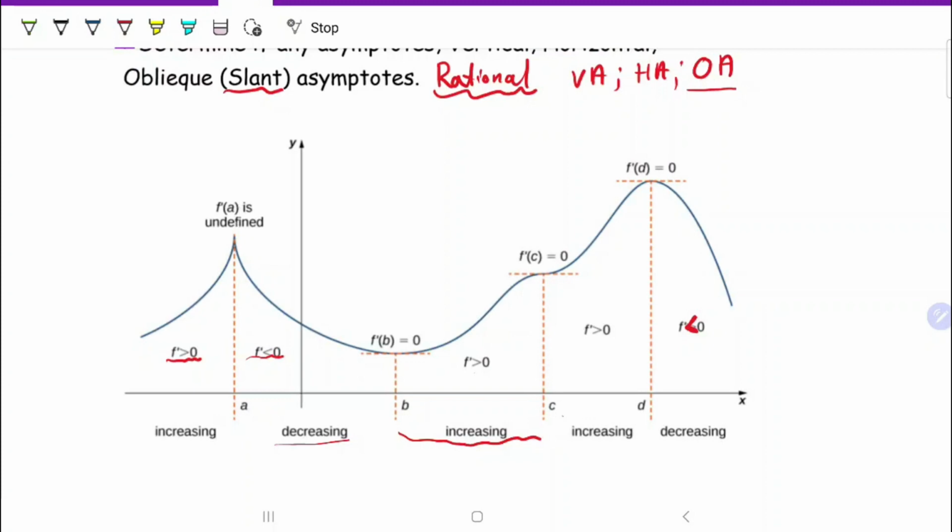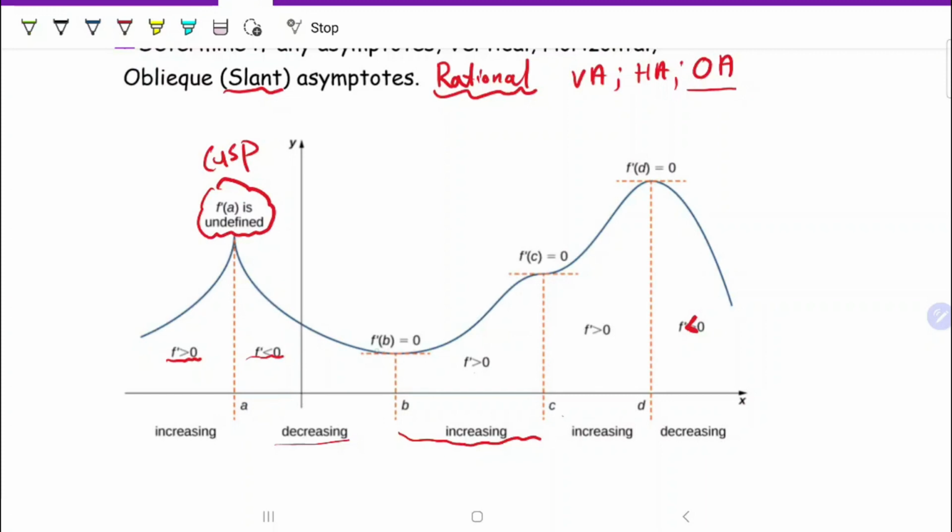I'm not sure if this is used in our curriculum, but if the first derivative at a point is undefined, you'll have this particular thing which is called a cusp. Basically it's just a sharp point over there. But I think it's important that you know it. So where the derivative is undefined, you'll have a cusp.